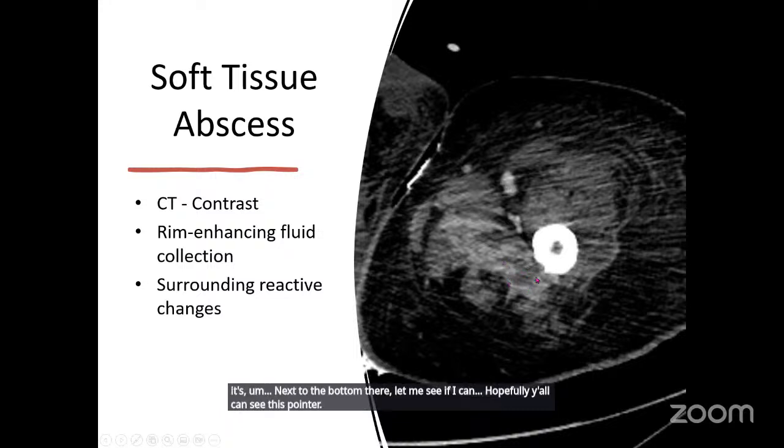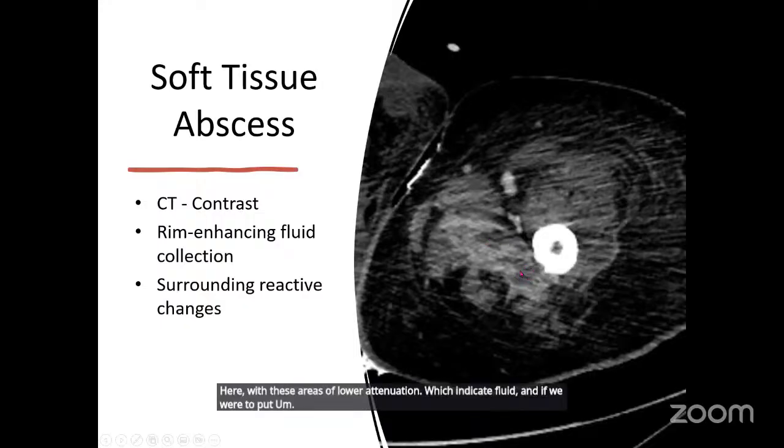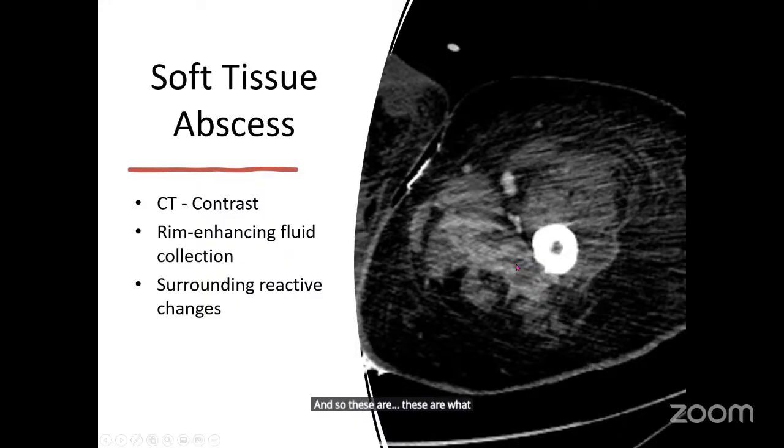But next to the bone here is an area of enhanced, this is all enhancing tissue here with these areas of lower attenuation, which indicate fluid. And if we were to put a region of interest to check the Hounsfield units here, this would be Hounsfield units of fluid. And so these are what abscesses would look like on CT.